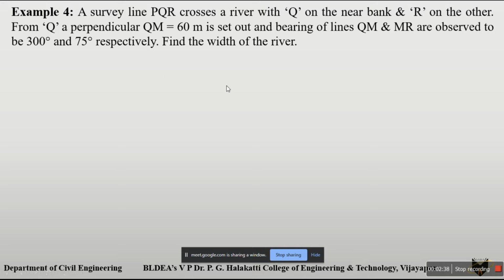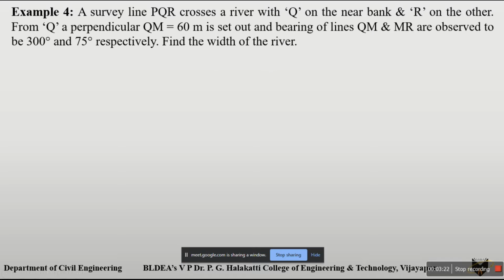Okay, in this problem they have given 3 points, that is P, Q, R. Here Q and R are on either side of the river, meaning Q is on one side of the river and R is on the other side of the obstacle or river. At the point Q they have drawn a perpendicular line, that is QM. The length of that line QM is 60 meters. Similarly, they have taken the bearing from Q to M, and from M to R, that is 300 degrees and 75 degrees respectively. We have to find out the width of the river.